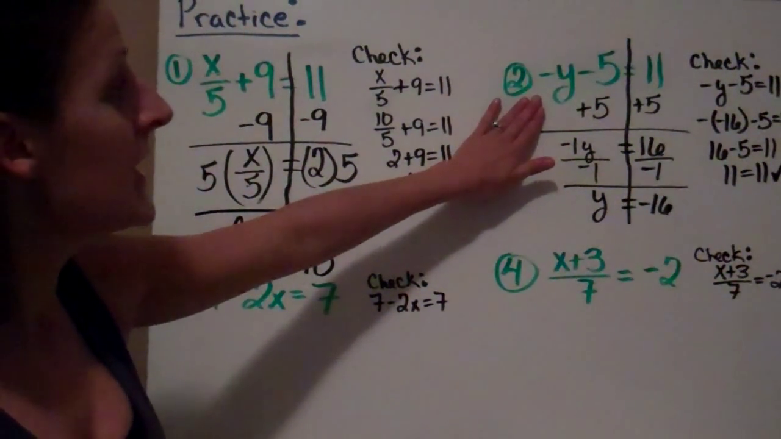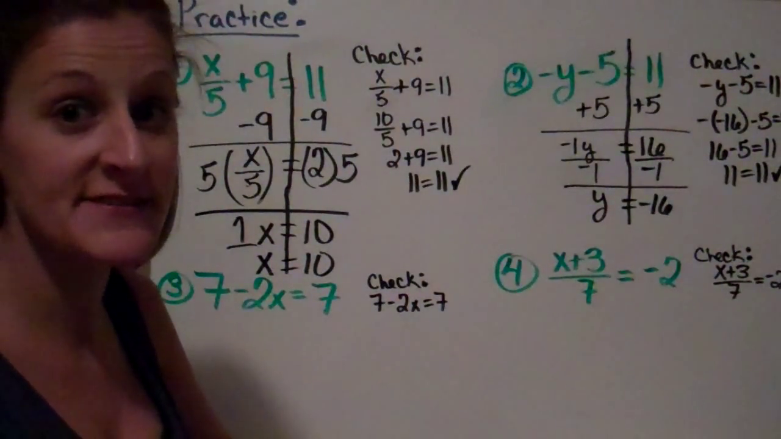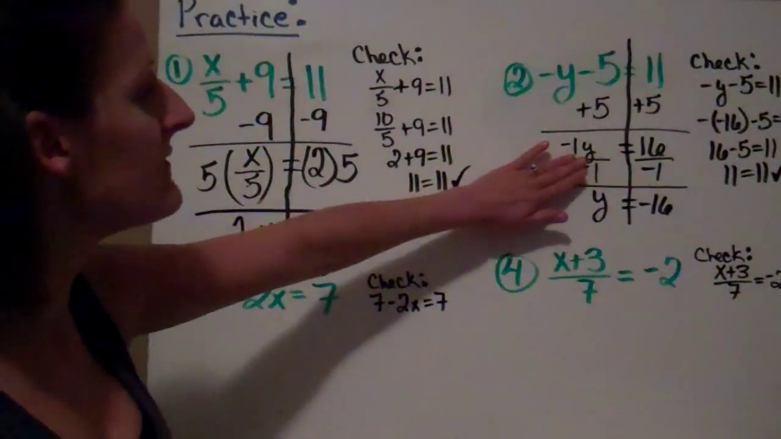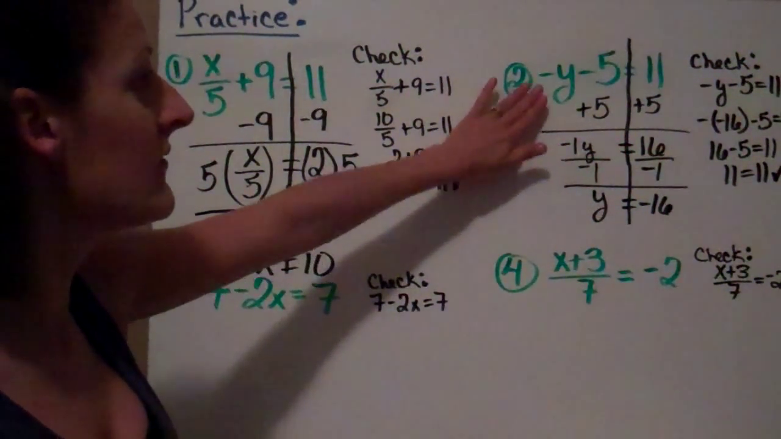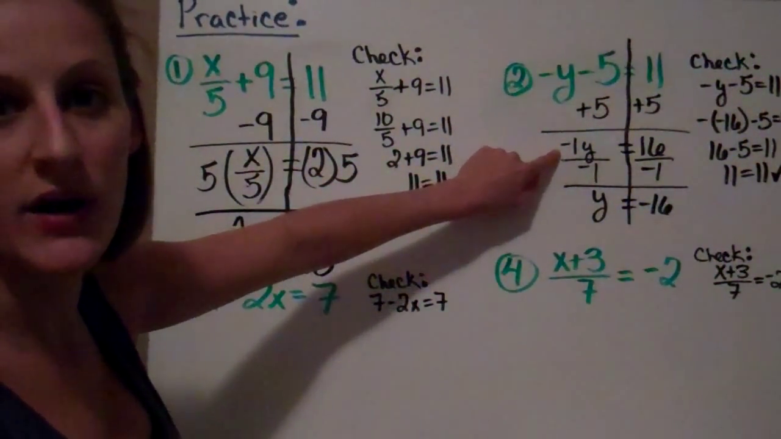This one over here, I've got negative y minus 5 equals 11. Now, need to move my minus 5 first, so I'm going to add 5 to both sides. Then I'm going to have negative 1y equals 16. Now remember, this negative y means negative 1y. That's why I put negative 1 right here.